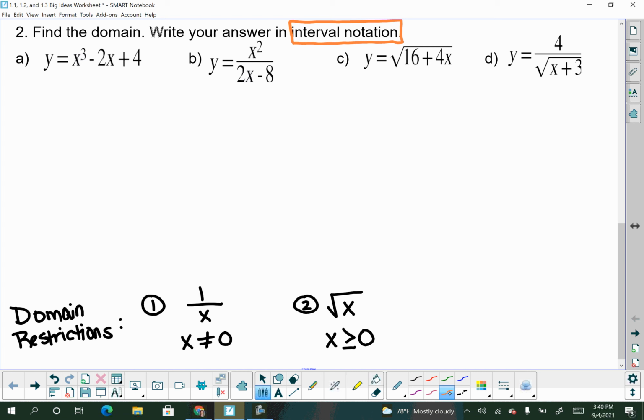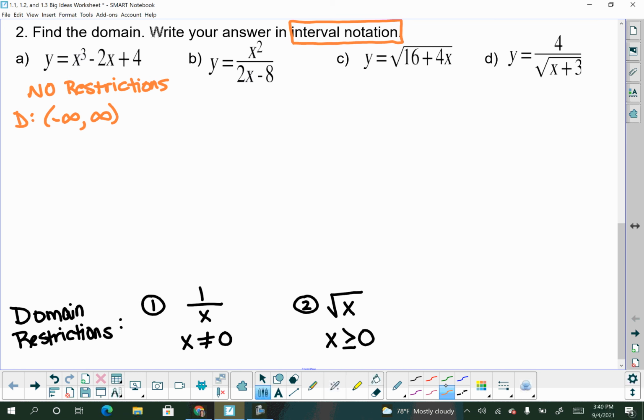All right, so we're going to look at letter A first here. I've got y equals x to the third minus 2x plus 4. So I want to focus in on number 1, do I have any denominators? No. Number 2, do I have any square roots? No. So this function has no restrictions. So we're going to say our domain is all real numbers, negative infinity to positive infinity. And if you wanted to check that, you could get out your graphing calculator and look at a picture of it and see that this graph is going to go left and right forever.